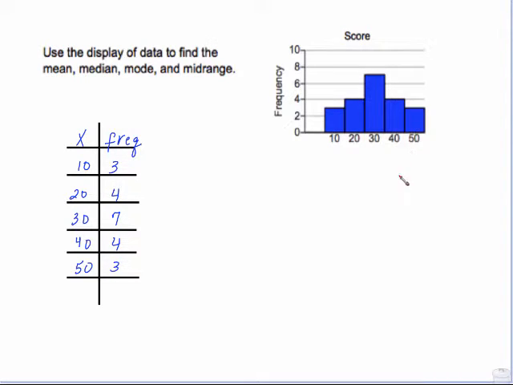of the graph. The only thing I would do off of the graph is the mode. That is really easy to get the mode off of the graph. Obviously 30 has the tallest column, therefore the mode is 30. So we've done that one.